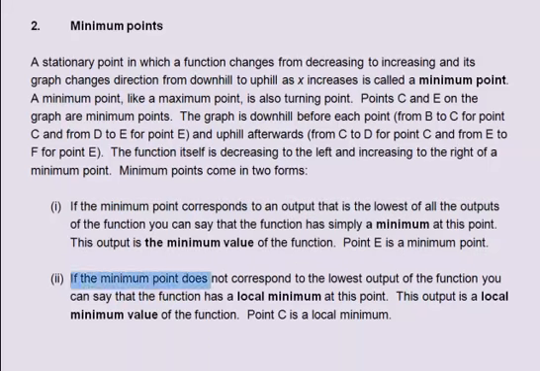2. If the minimum point does not correspond to the lowest output of the function, you can say that the function has a local minimum at this point. The output is a local minimum value of the function. Point C is a local minimum.